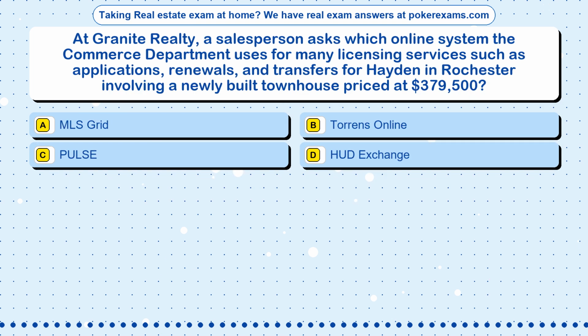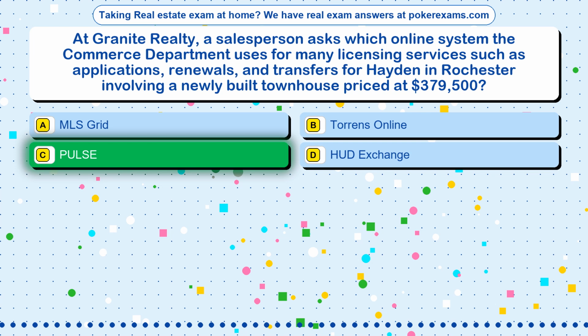Question 11. At Granite Realty, a salesperson asks which online system the Commerce Department uses for many licensing services such as applications, renewals, and transfers for Hayden and Rochester involving a newly built townhouse priced at $379,500. Option A, MLS Grid. Option B, Torrens Online. Option C, Pulse. Option D, HUD Exchange.